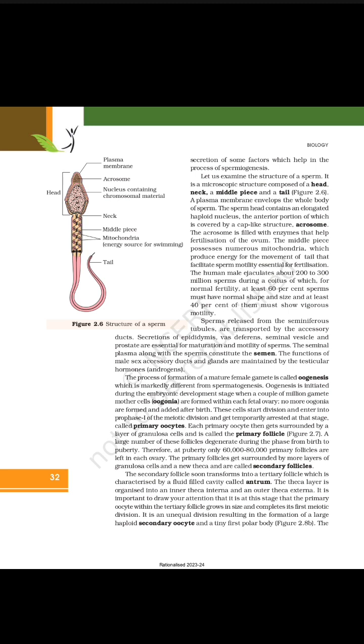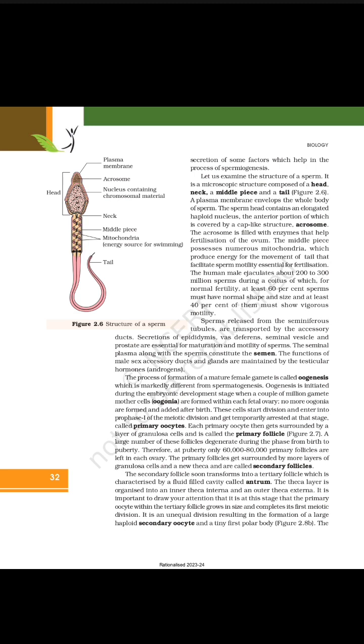The process of formation of a mature female gamete is called oogenesis, which is markedly different from spermatogenesis. Oogenesis is initiated during the embryonic development stage when a couple of million gamete mother cells, oogonia, are formed within each fetal ovary. No more oogonia are formed or added after birth. These cells start division and enter into prophase 1 of the meiotic division and get temporarily arrested at the stage called primary oocyte. Each primary oocyte then gets surrounded by a layer of granulosa cells and is called a primary follicle. A large number of these follicles degenerate during the phase from birth to puberty. Therefore, at puberty, only 60,000 to 80,000 primary follicles are left in each ovary.